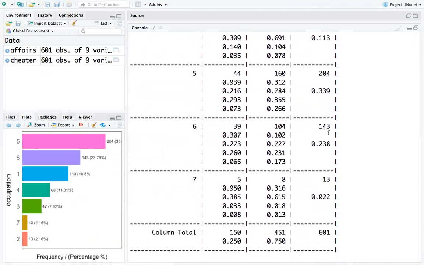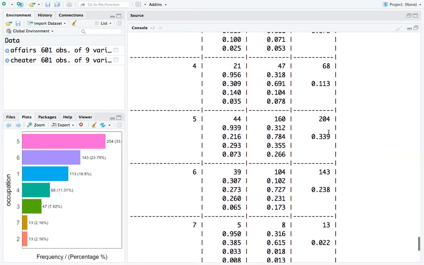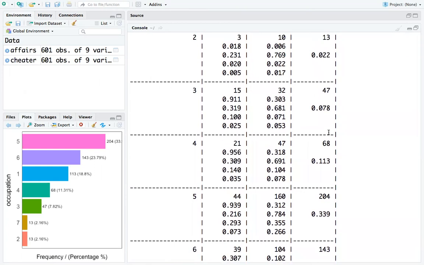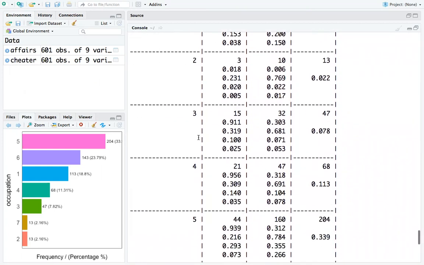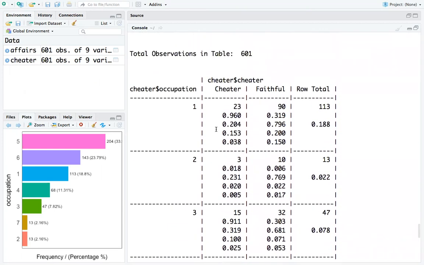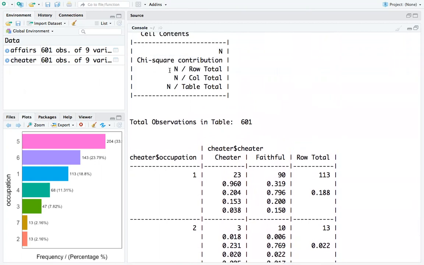So imagine for a second that this came out to be significant, okay? The limitation, not a problem, the limitation that you have here, okay? And look how I reorganized this. I put cheater as a column. Why did I put cheater as a column instead of as the row? It's just for visualization purposes. I'd rather be able to scroll down. So now I'm interested in the row percent, okay?